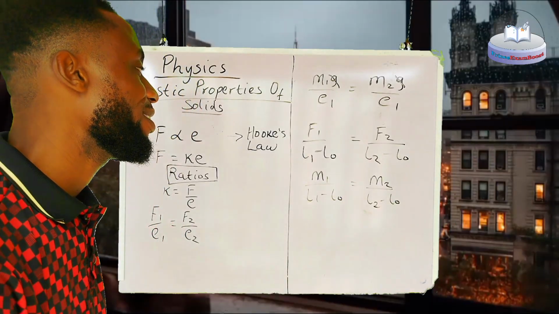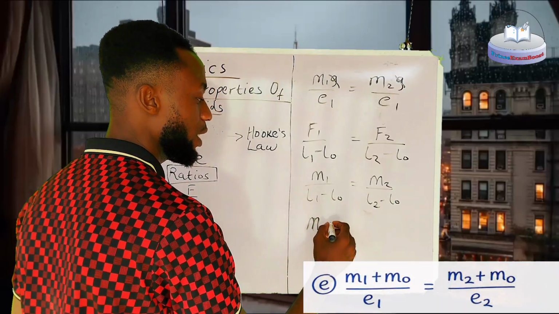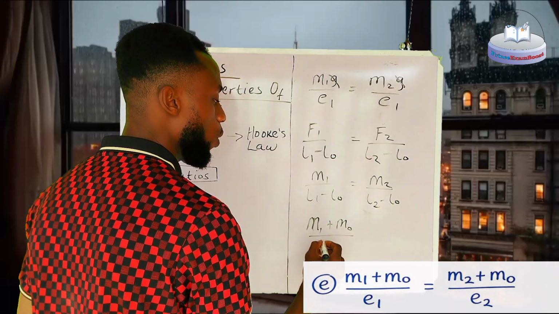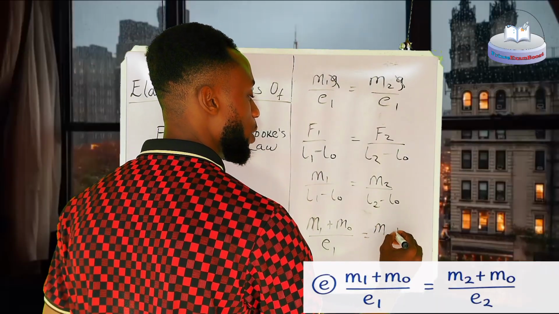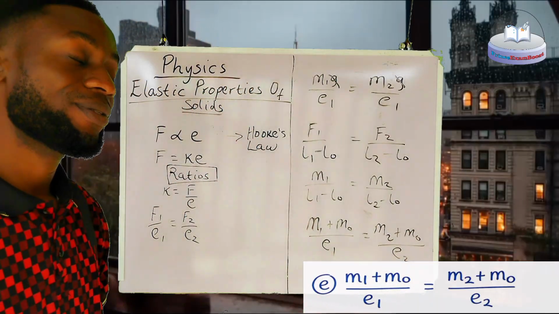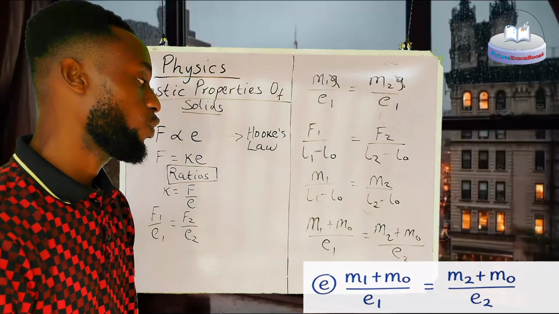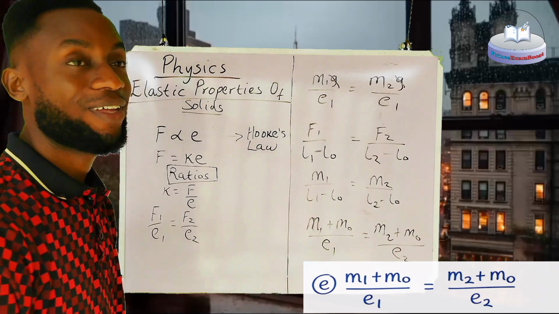So when a hanger is involved, you write the equation like this: the mass you're bringing in plus that of the hanger, all over the extension they produce, will be equal to any second mass you bring in plus the same mass of that hanger, all over extension 2. We're trying to say that when a mass hanger is involved, both the mass and the hanger are responsible for the extension produced.